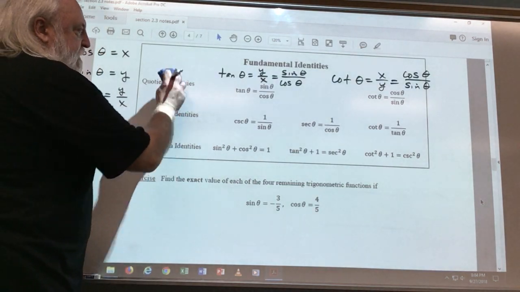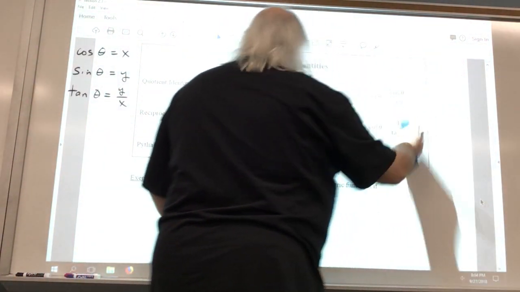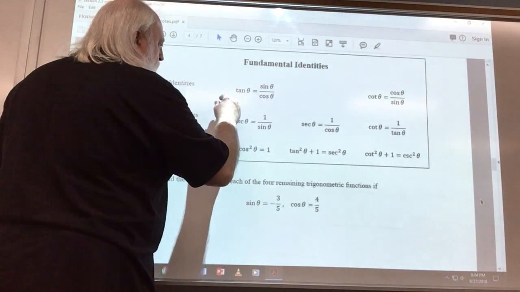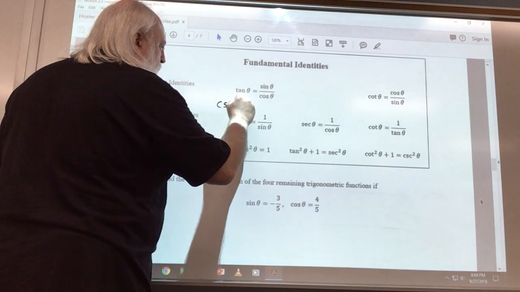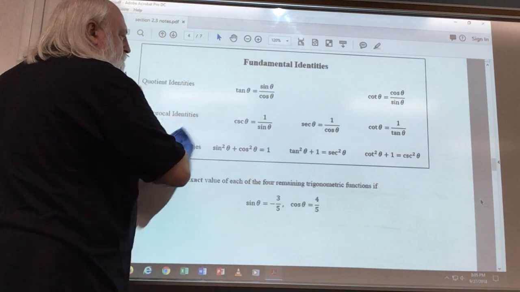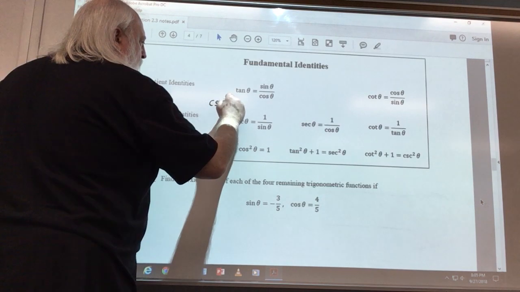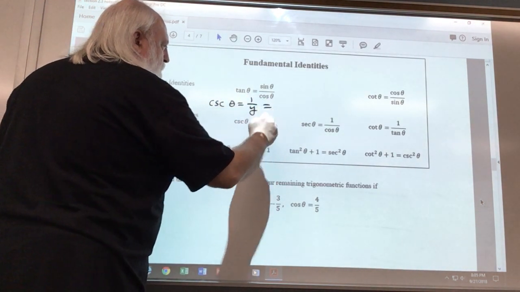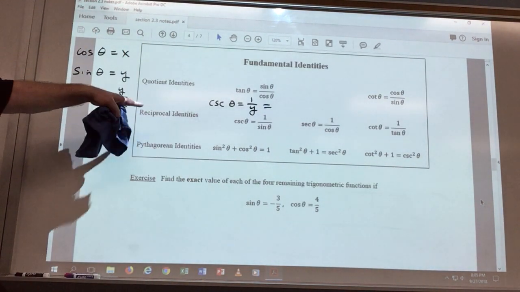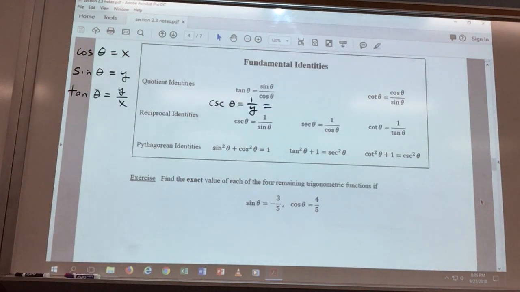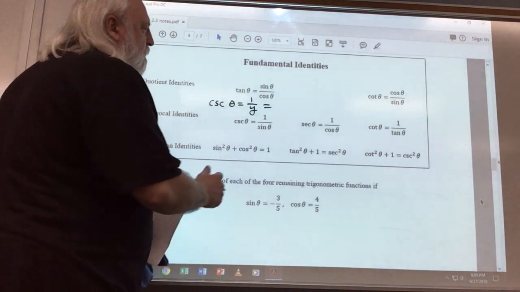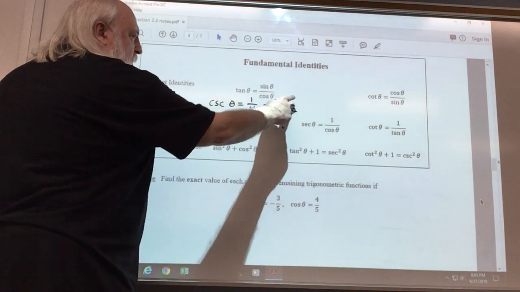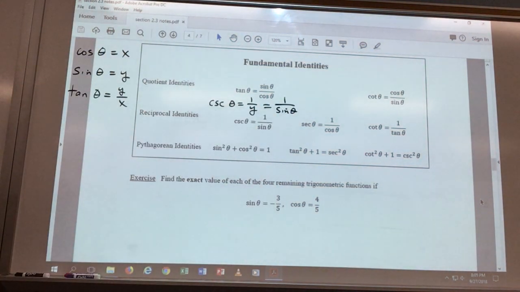Next we have the 3 reciprocal identities. And from the definition of the 6 trig functions, right, cosecant theta is the reciprocal of sine, right? It's equal to 1 over y. Sine is equal to y. Cosecant is equal to 1 over y. And when I replace y with sine theta, I have 1 over sine theta. So cosecant theta is equal to 1 over sine theta.